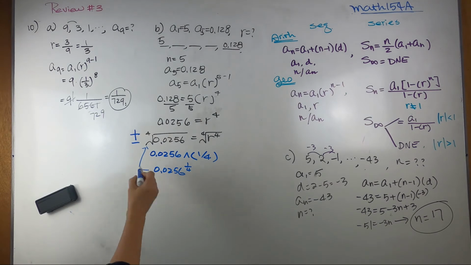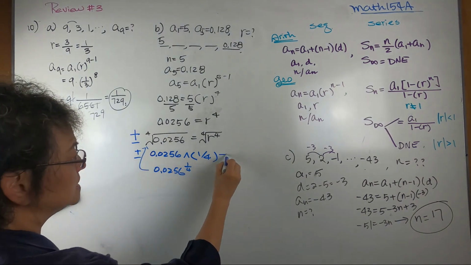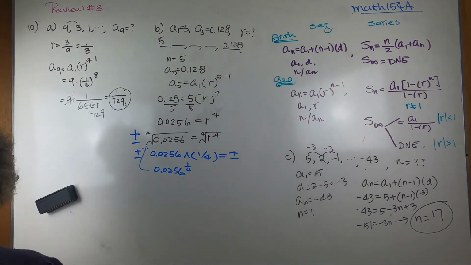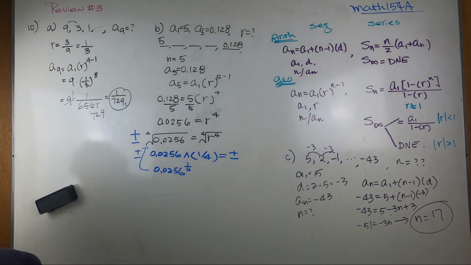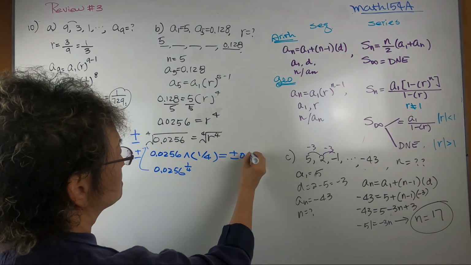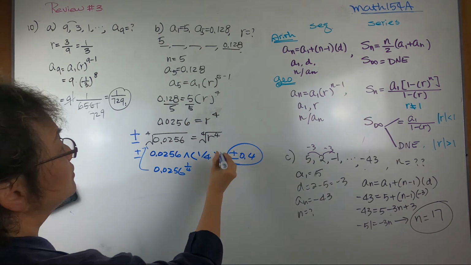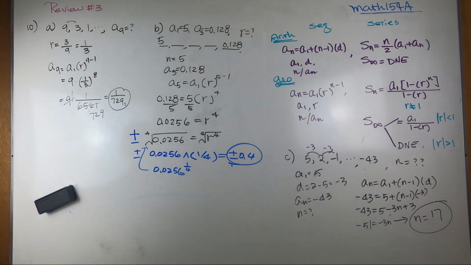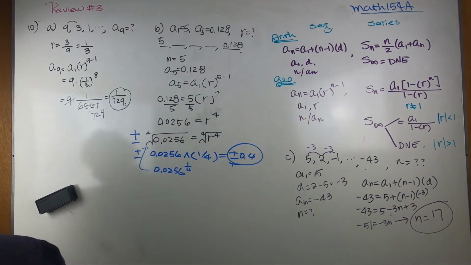The 4th root, so with plus minus, that would be plus or minus 0.4. So that's your r. If you only have positive, you only get half credit.